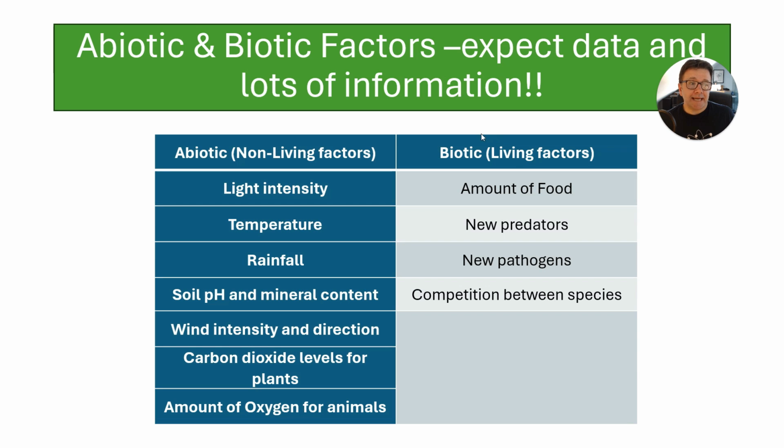Abiotic and biotic, again, expect data and lots of information. Remember, abiotic is the non-living factors. Biotic is the living factors, so the living things, particularly competition. They might talk a lot about competition. Adaptations they might talk about as well. Say what you see. It's common sense adaptations.